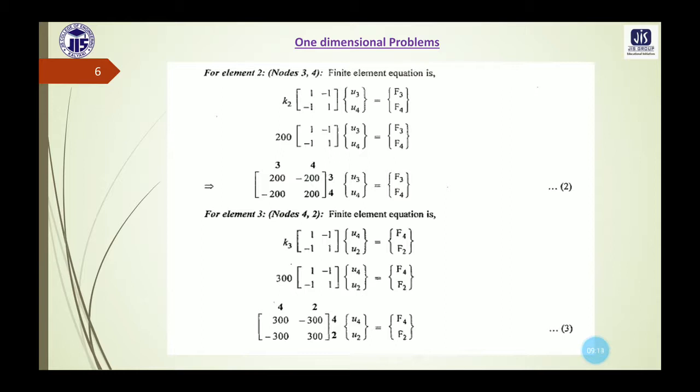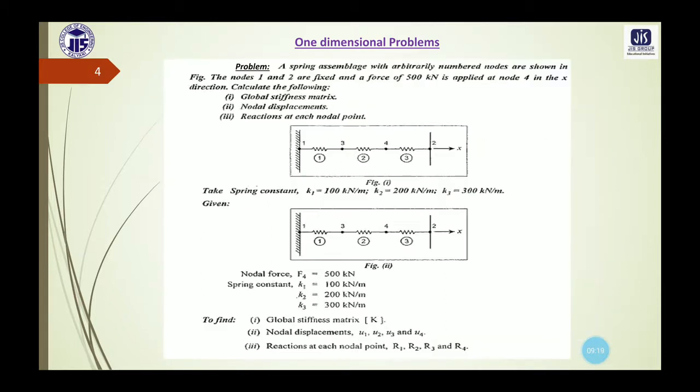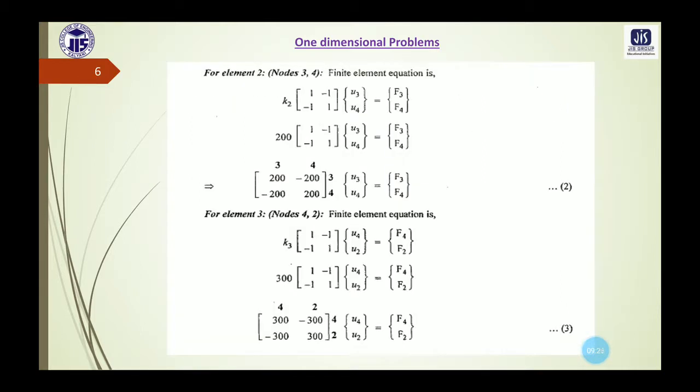Next, for element 3, if we go back to the earlier diagram, we can see that corresponding to element 3 we have the nodes 4 and 2. So if we write the finite element equation for element 3, the nodal displacements will be U4 and U2, and the forces will be F4 and F2. So finally we will get the finite element equation as equation number 3 corresponding to element 3.